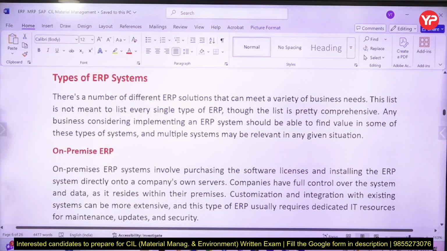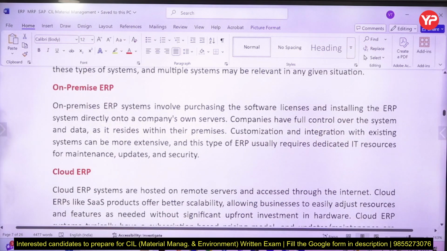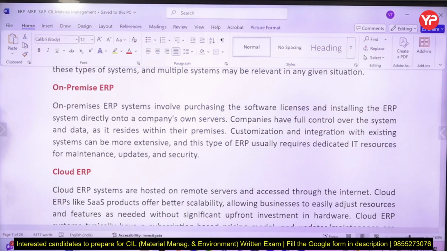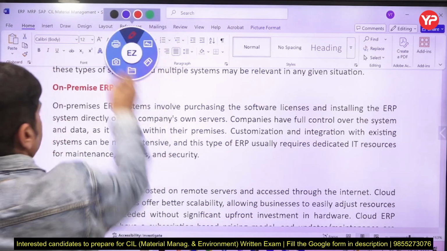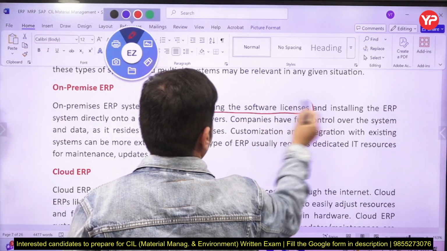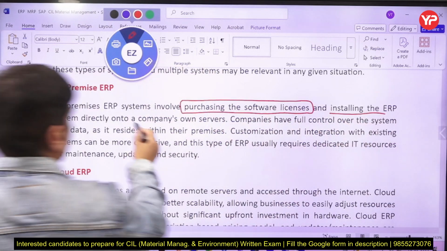How many types of ERP systems do you have? As I discussed with you, a number of ERP solutions are there for different requirements. So one is on premise, inside the company. On premise ERP system means you should have a software license and install the software. You purchase the software license and install the ERP on the company's own servers.